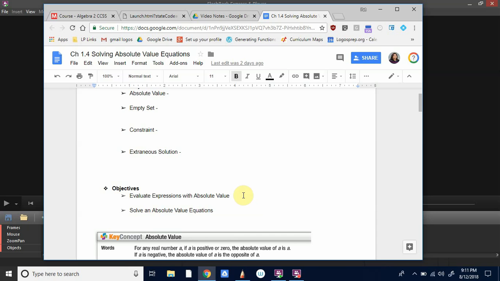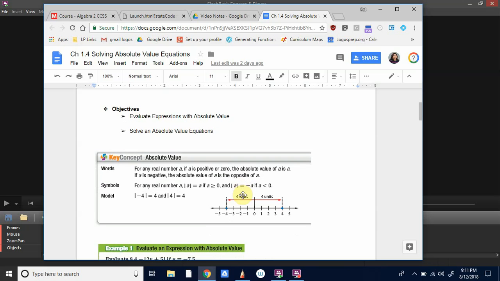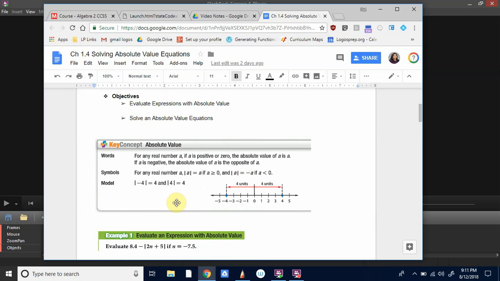So remember, we learned the difference between an expression and an equation already. So what does absolute value mean? Let's start with that. Let's look at the key concept. Basically, it's the distance from a number to 0. So if I have the absolute value of -4, I have to go 1, 2, 3, 4 units. So we're measuring quantity and distance, so that's why it's always positive.